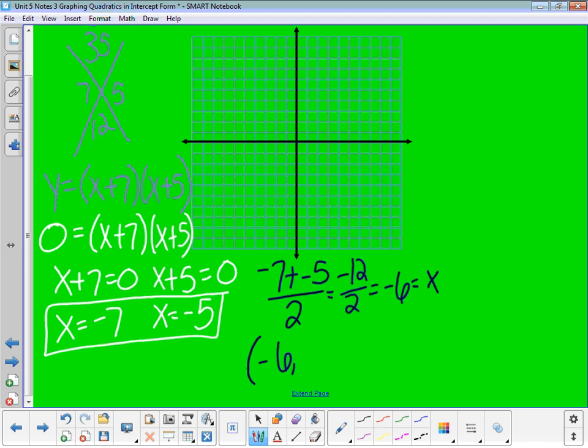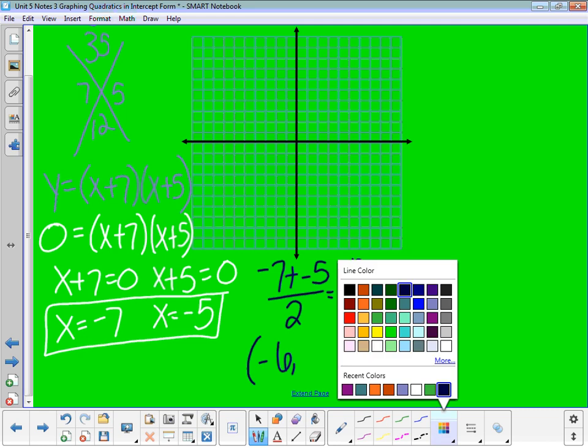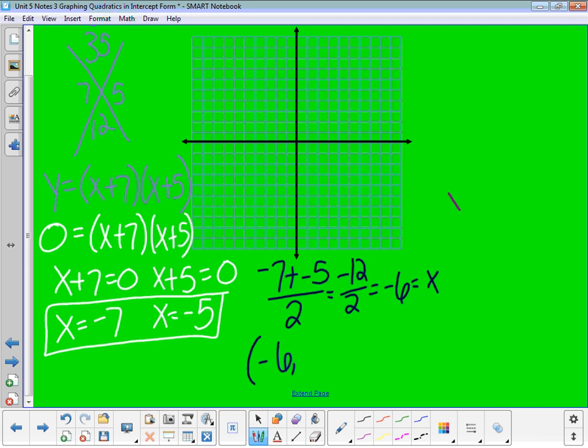So now I want to go ahead and find the y-coordinate of my vertex. To do that, I am going to plug negative 6 in for x. So I have y is equal to negative 6 plus 7 times negative 6 plus 5. When I multiply that out, I get 1 times negative 1, which is negative 1. So the y-coordinate of my vertex is negative 1.